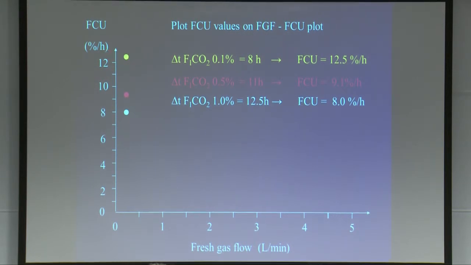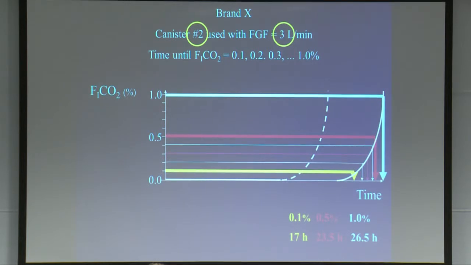Here is the 12.5. It took 11 hours to get to 0.5%, which is an FCU of 9.1. 100 divided by 11 is 9.1. I place it here. The fresh gas flow I was using during the experiment was 0.2. And the same thing for the 1% threshold. That's what we get. I take my second canister.